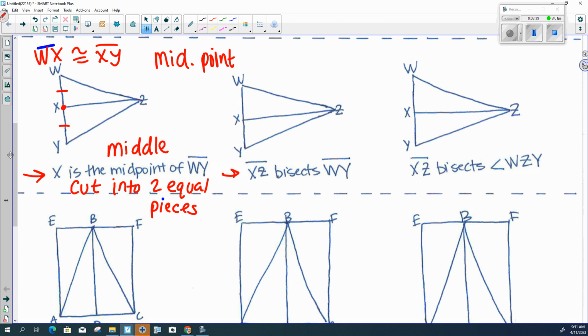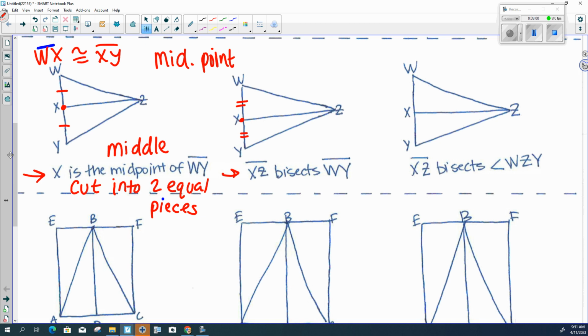Okay, here's what I'm seeing. This is cutting this into two equal pieces. Did anybody put anything else on that picture? Yeah. Ooh, I like that. This is the midpoint. I like that.